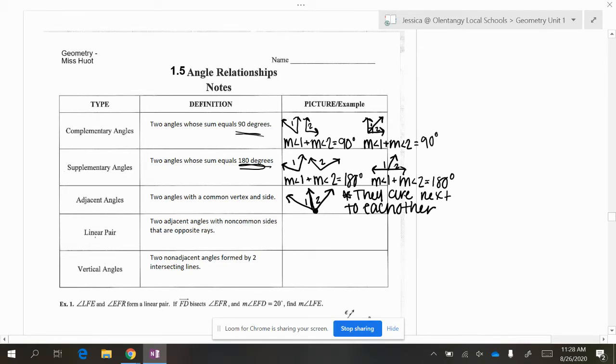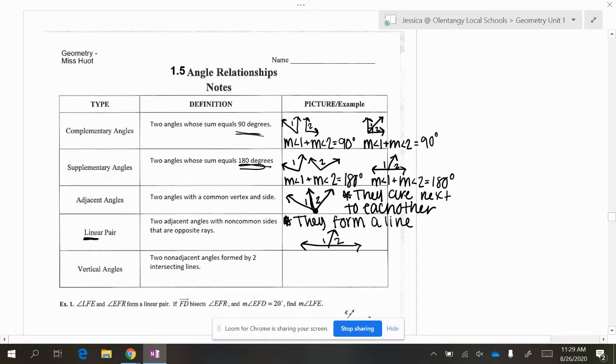Linear pair, you can hear or see the word line in there. Those are two adjacent angles with non-common sides that are opposite rays. So on this one, they form a line. Okay, so together they form this line.